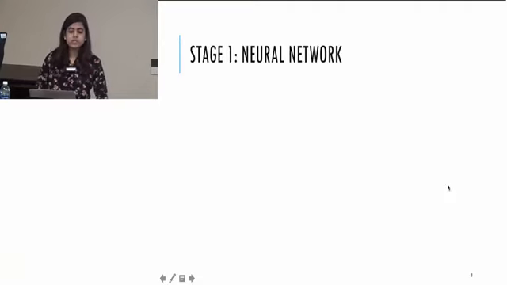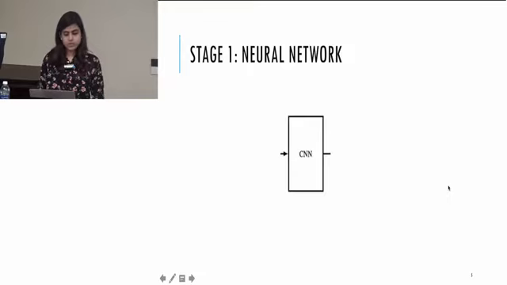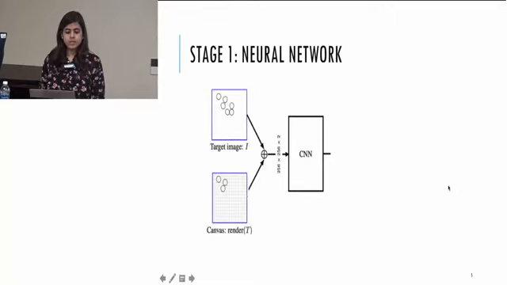So let's talk about stage one of this research, which is getting a trace set. This is brought about using a neural network. The architecture is as follows. We have a CNN boxer, which takes in these two target images. One is the target image. It refers to what we want the CNN to render or give the trace set for. This canvas here refers to what it has already learned.